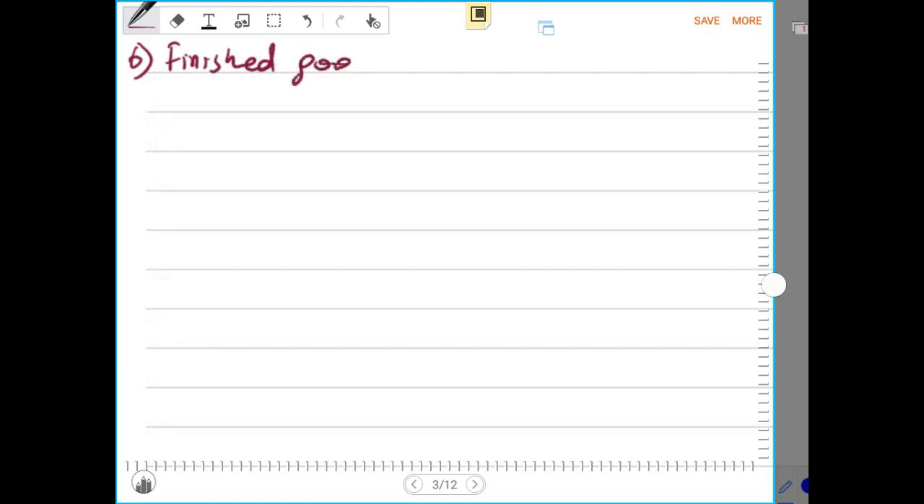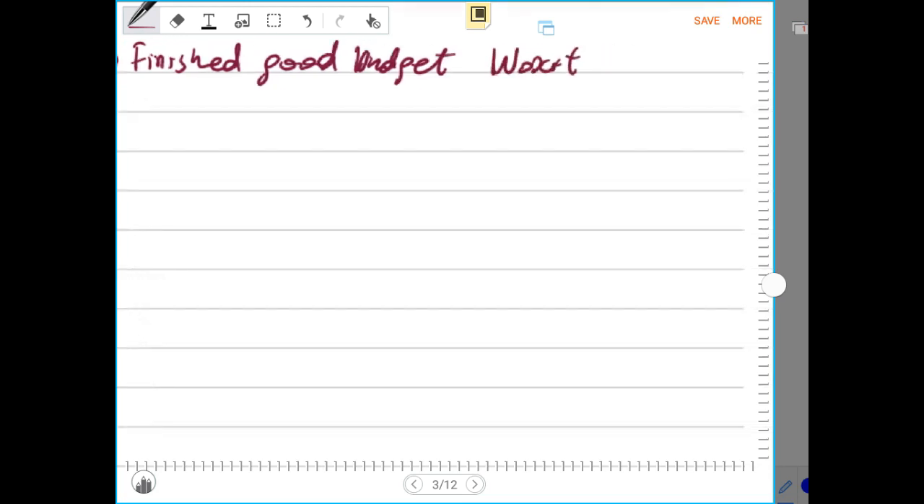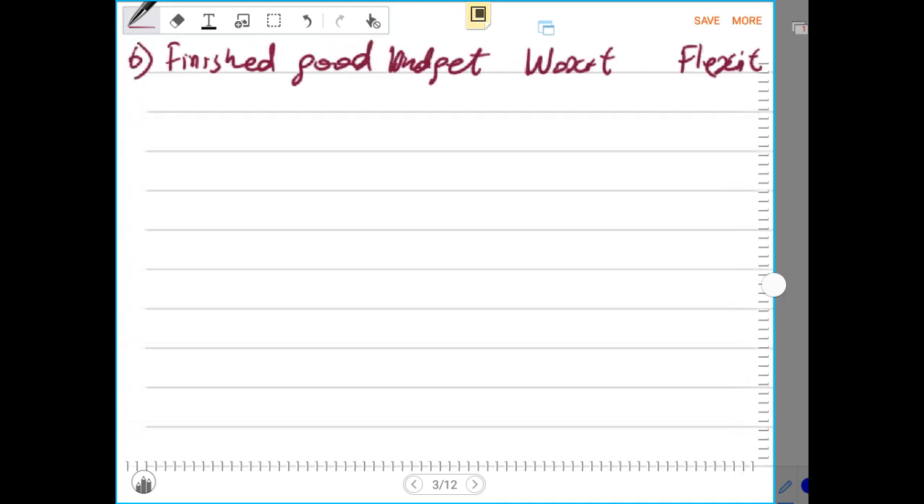Finished goods budget for both products, which is Waxit and Flexit. We are calculating the closing stock. Whenever we come to this budget, we immediately say units of inventory on hand, because this is based on the units that are at the end of the period. So now, because it's the units on hand, we just say units on hand.